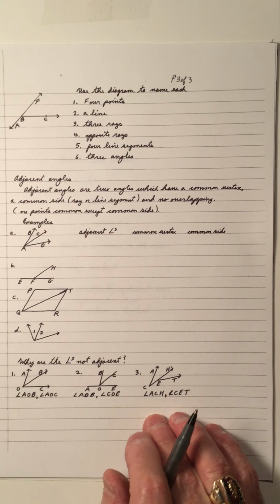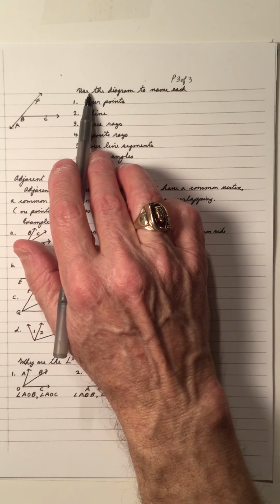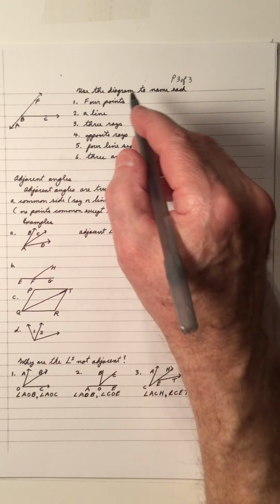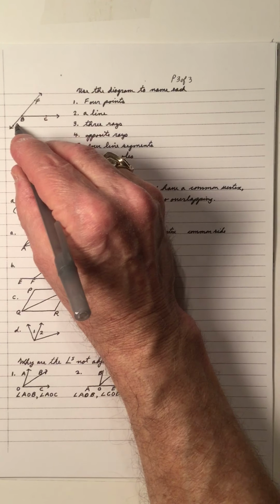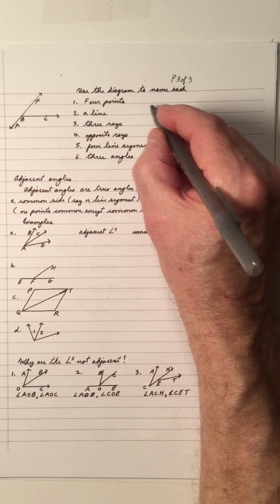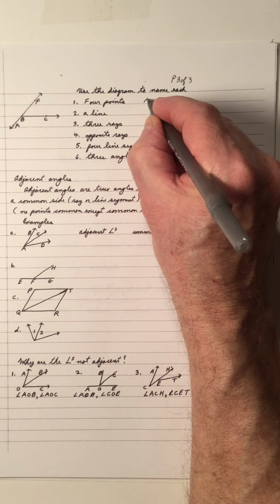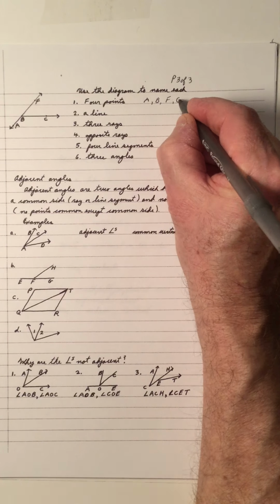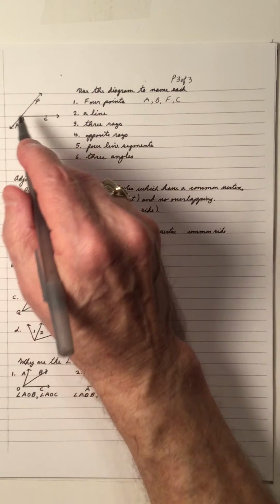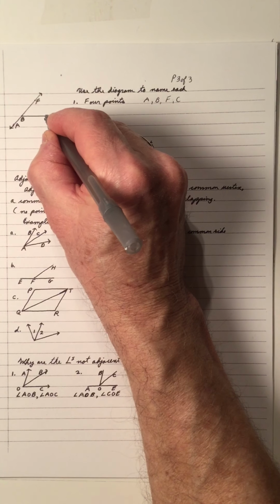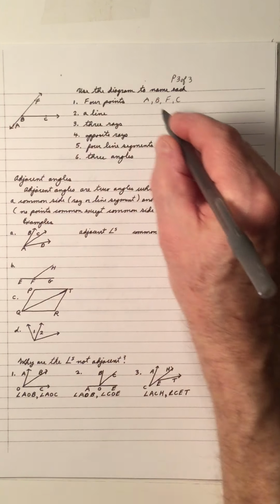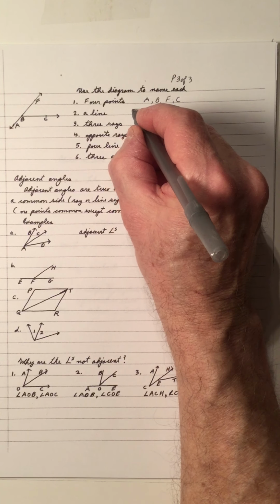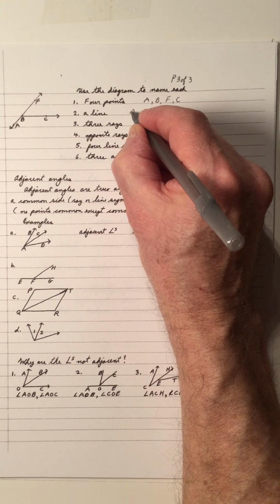Let's see if we can use the diagram to name each. Can you name 4 points? Well, they've got an A, a B, an F, and a C. So we have A, B, F, and C. Now you can name them in any order, but they're points. Point A, point C, point B, point F. A line has to have an arrow on each end, so therefore the line is AF.